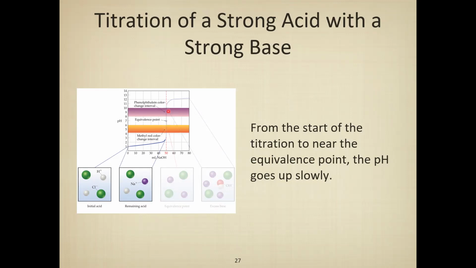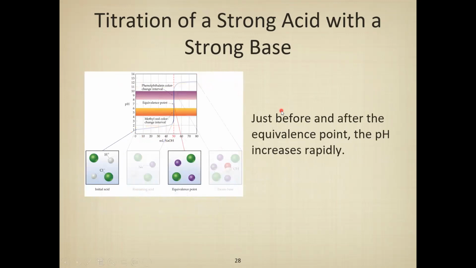But once we get to the other side here, the addition of more base eventually just sort of plateaus in terms of the pH, and we don't really see much of a change anymore, just because that solution's already going to be so basic that the addition of a little bit more of the base isn't really going to affect it too much. And with this titration, we kind of have this sort of S-shaped curve here.